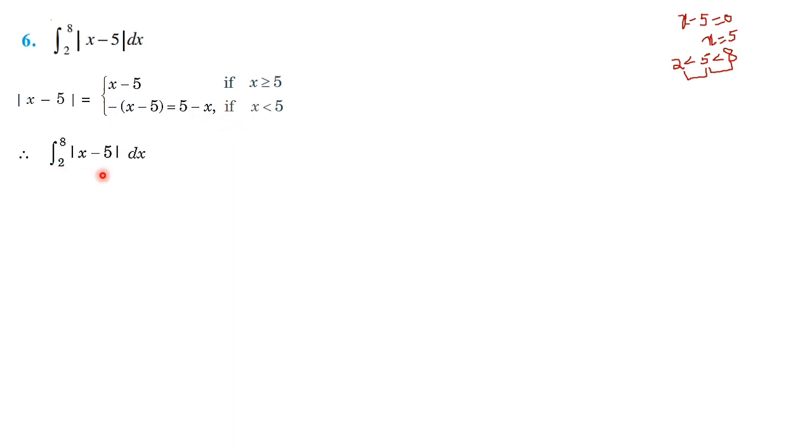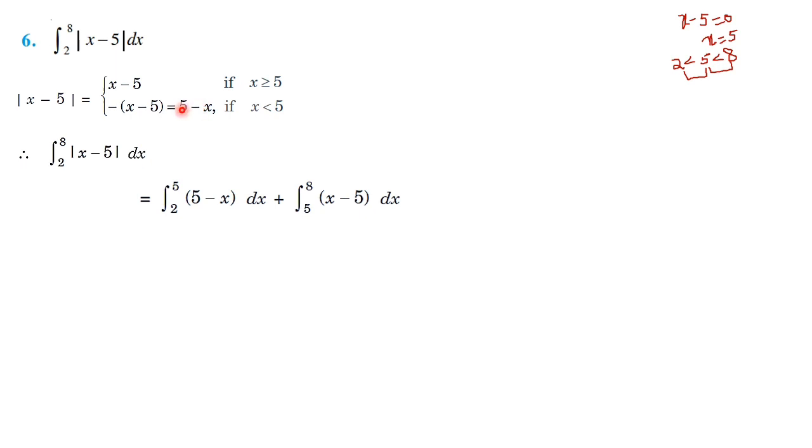So we will calculate the integral. The integral from 2 to 8 of mod x minus 5 dx is equal to the integral from 2 to 5, since we are splitting 2 to 8 as 2 to 5. Here 2 to 5 means x is less than 5, that means the negative form.